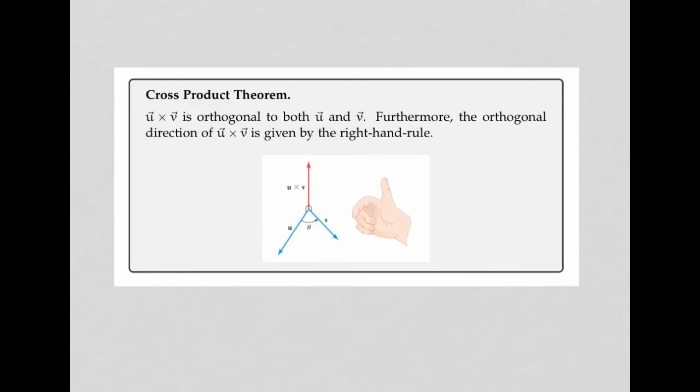Here's an example. Find a vector that is orthogonal to both vector u with components 1, 1, 7 and vector v with components minus 6, 2, 3. One way to solve this problem is to invoke the cross product. We know by the cross product theorem that u cross v is orthogonal to both u and v. So if we can find the cross product, there we have a vector that is orthogonal to both u and v.